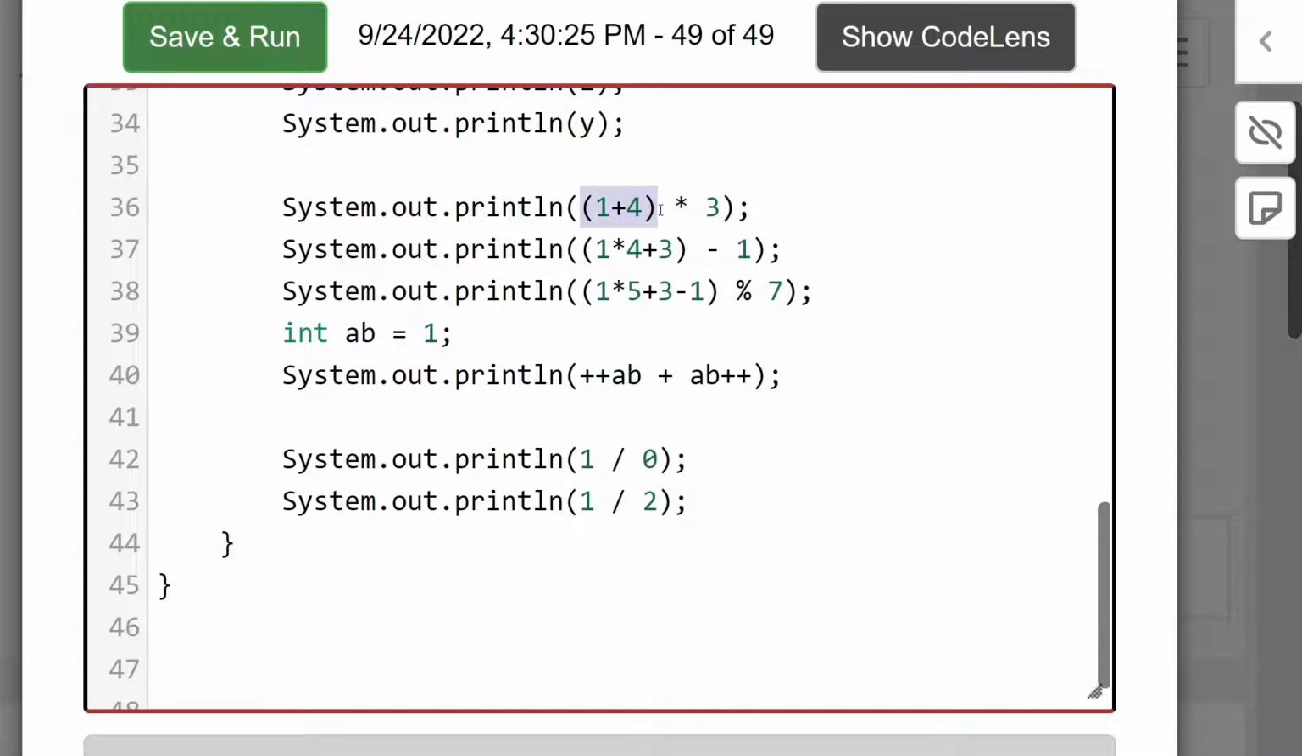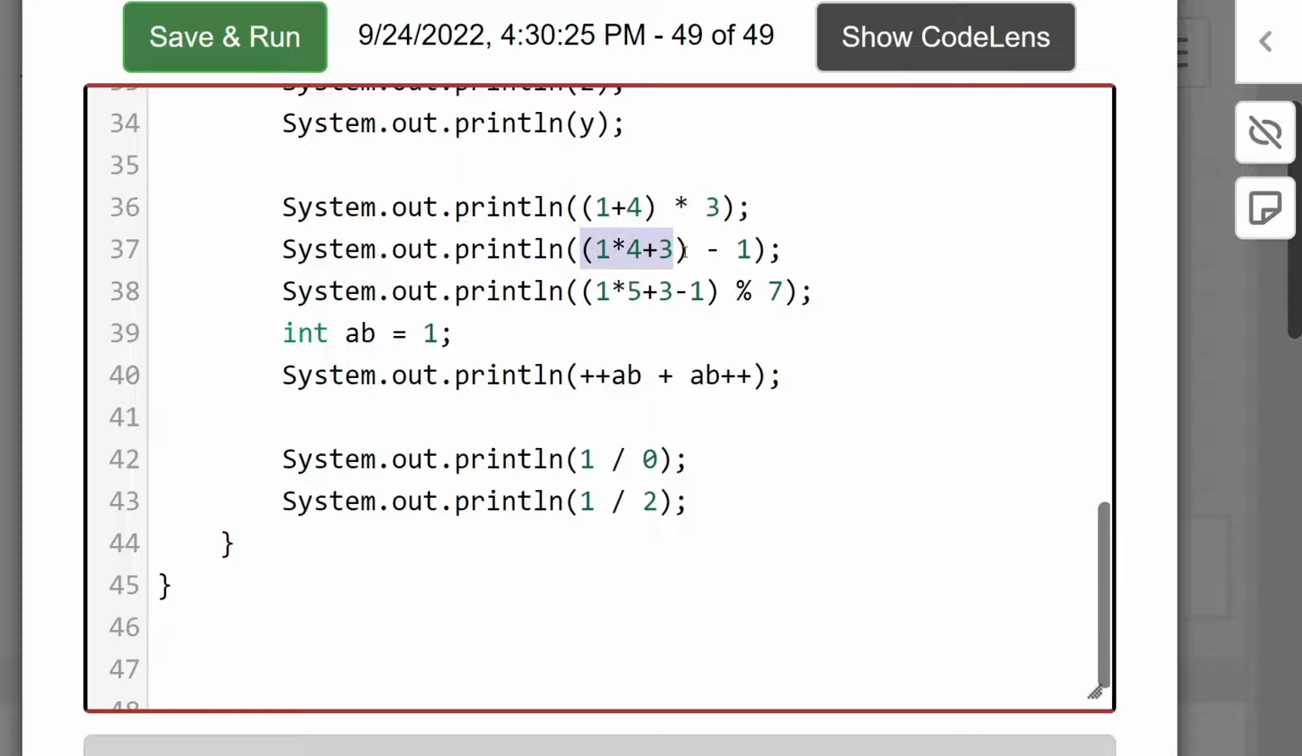So in this one, the stuff in parentheses is higher priority than the multiplication symbol. So we start with the stuff in parentheses. We have a 1 plus a 4, and the value of that is a 5. And then we take this value, the value of the expression in the parentheses, which is 5, and we multiply it by 3 to get the answer 15.